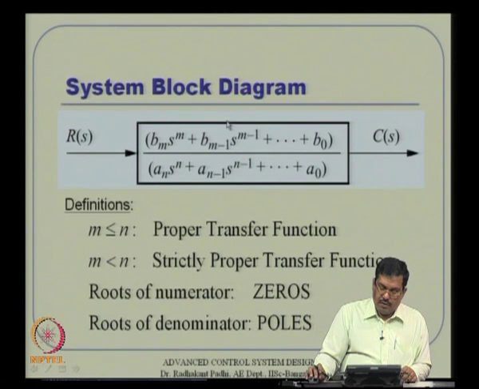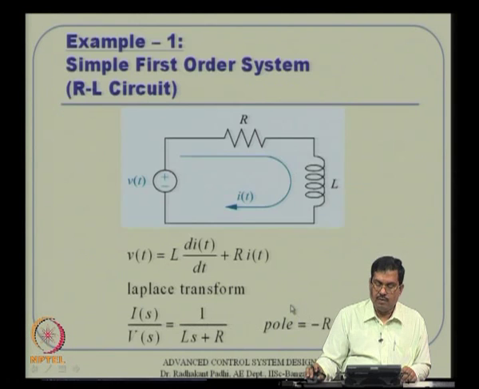By definition, the roots of the numerator, that means if you make the numerator part equal to 0, will give us zeros, and if you make the denominator part equal to 0, that will give us poles. That is by definition. Now, let us move on to the example part of it.